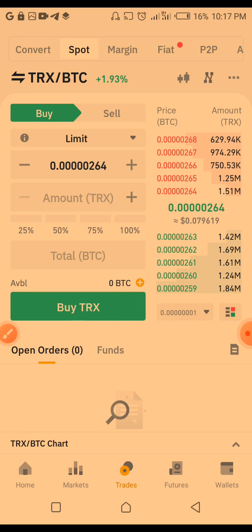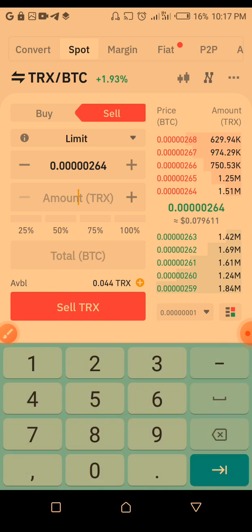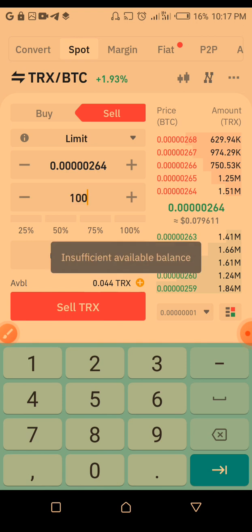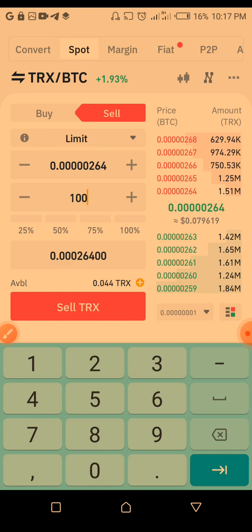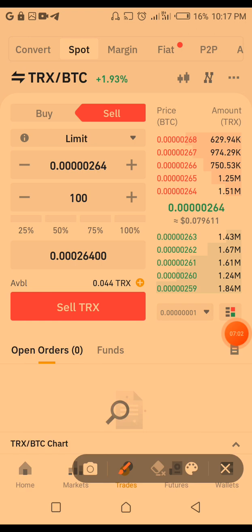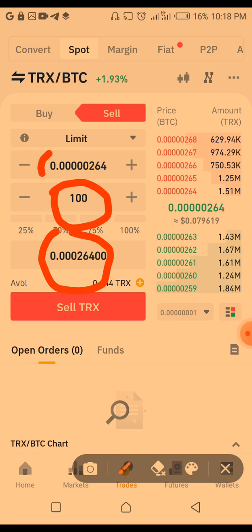So I've already explained buy to you, so we are going to click on sell. I'm going to click on sell right now. So let's say we have 100 TRS, or we want to sell 100 TRS, okay? So you can see the amount of BTC we are going to receive if we are selling 100 TRS at this particular market price, okay? At this particular market price.